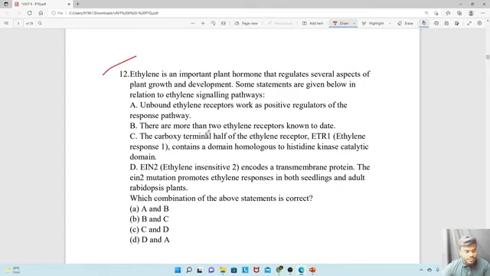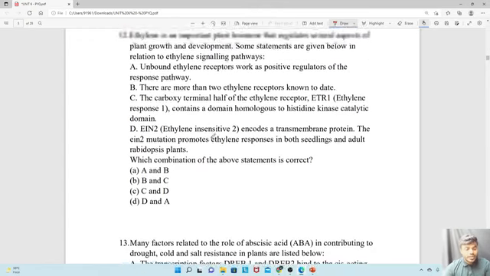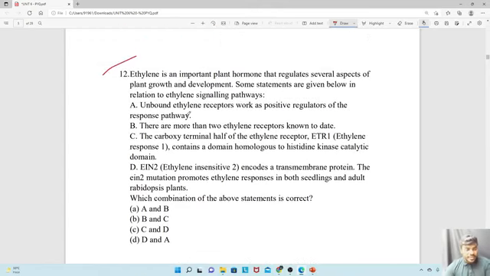Okay. Question number 12. This is also kind of a tough question. Not greatly tough. Just think and answer. This is, friends, EIN2. This is called EIN2, a transcription factor.